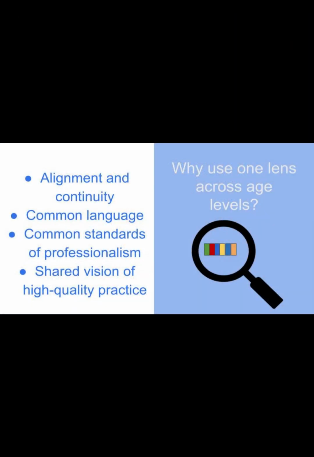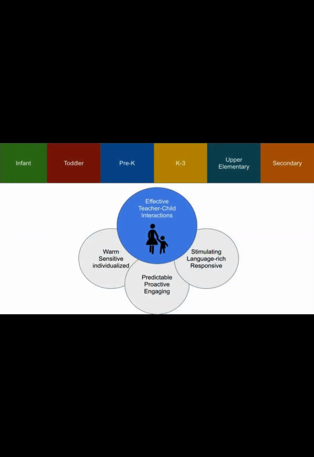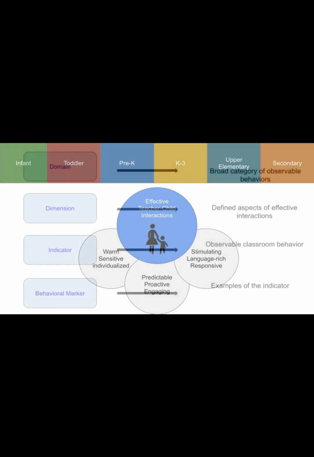The CLASS tool was designed to create a common metric and vocabulary that could be used to describe various aspects of quality across all age levels. Getting to know the vocabulary is an important part of effectively using the CLASS tool. The CLASS tool organizes observable behaviors into categories. There are multiple layers to the categories. Across all age levels, the CLASS framework consists of the following elements.